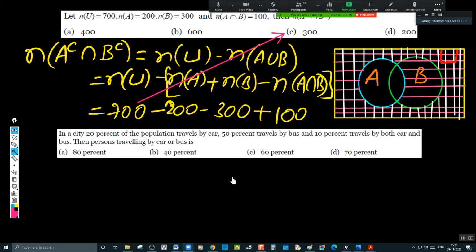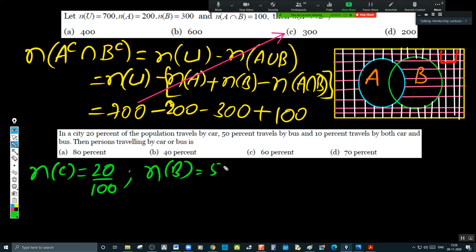In a city, 20% of the population travels by car. N of C, 20 by 100. 50% travels by bus. N of B, 50 by 100. And 10% travels by both. How do we write it symbolically, please? Both? N of C intersection B. It's nothing but 10 by 100.